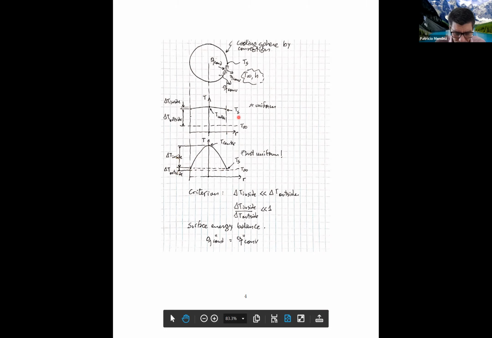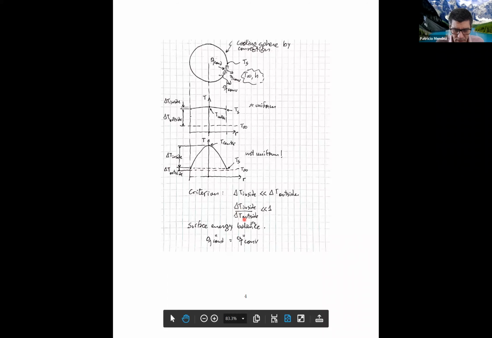So we have these two cases. And what would be the criterion for lumped capacitance? It would be the case in which this delta T inside is much smaller than the delta T outside, which I wrote here. And a better way to express this is to divide by this delta T outside and to have this ratio, the ratio of delta T inside to delta T outside, to be much less than 1. This is dimensionless, and we're going to be using lots of dimensionless numbers in heat transfer.